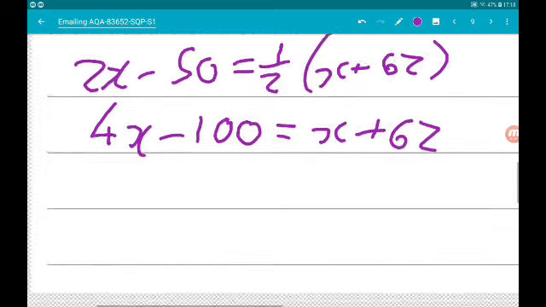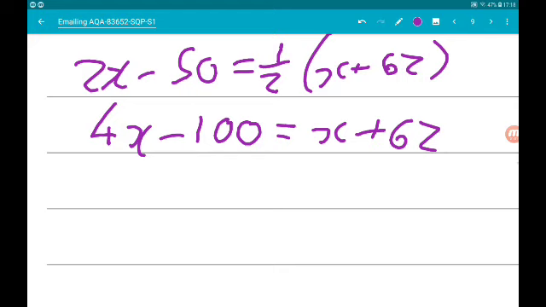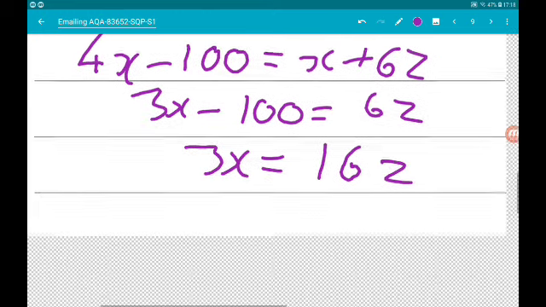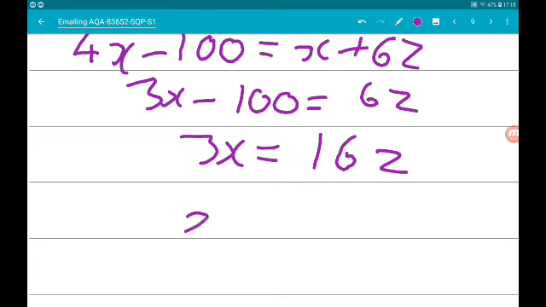Now if we take away x, we get 3x minus 100 is 62. Add the 100, we get 3x is 162. Divide by 3, and we get x is 54.